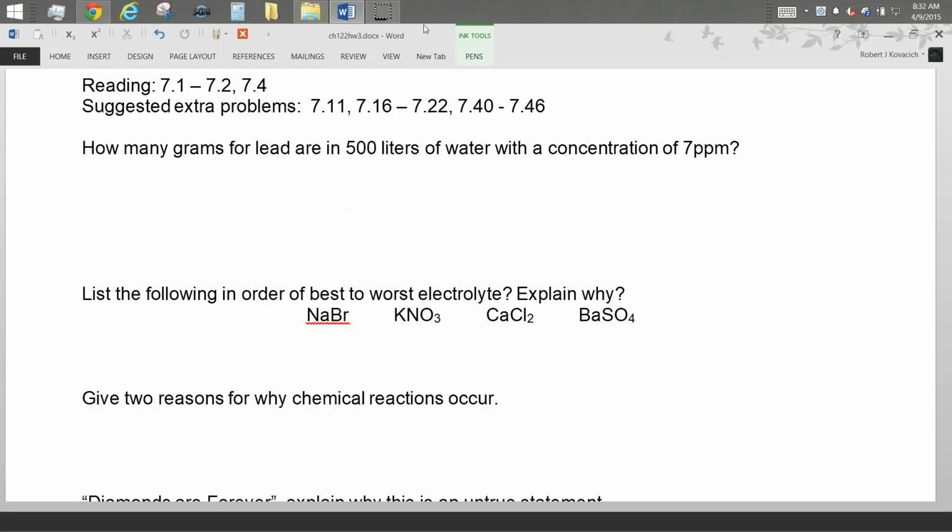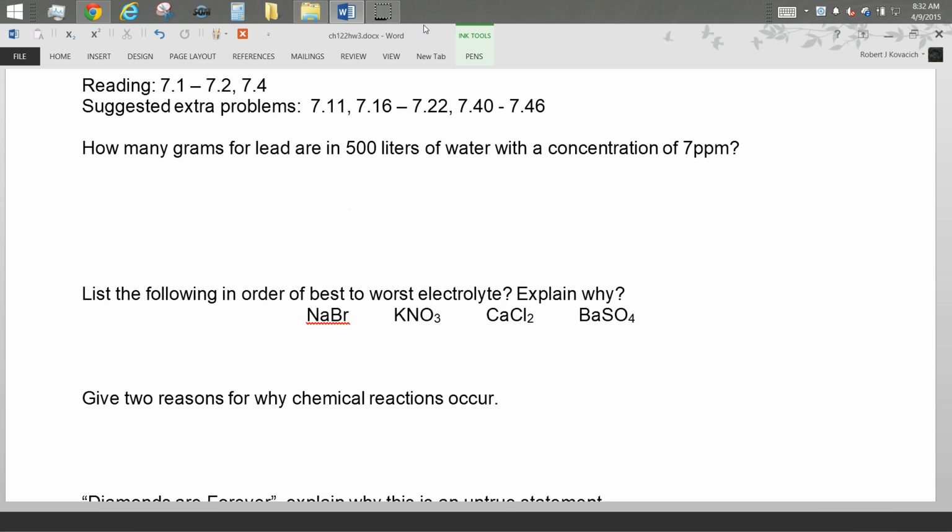All right, this first one here, this is 500 liters of water and 7 ppm. How many grams of lead are actually here? So this, the parts per million, parts per billion stuff, these were basically mass divided by mass problems multiplied by a factor. So the percent ones you multiply by 100, and then the parts per million one you obviously multiply by a million. The parts per billion one you multiply by a billion.